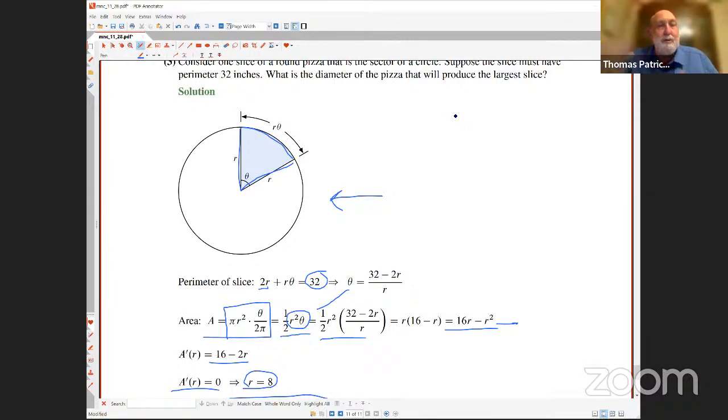In other words, if you replace the 32 by some other number, will the slice have to be such that the curved part is exactly equal to the diameter, which would be the two R's? That'd be kind of neat to check out. Very cool. I'm going to conjecture that it is, but I'd have to check it out. Use calculus. That is a cool conjecture.